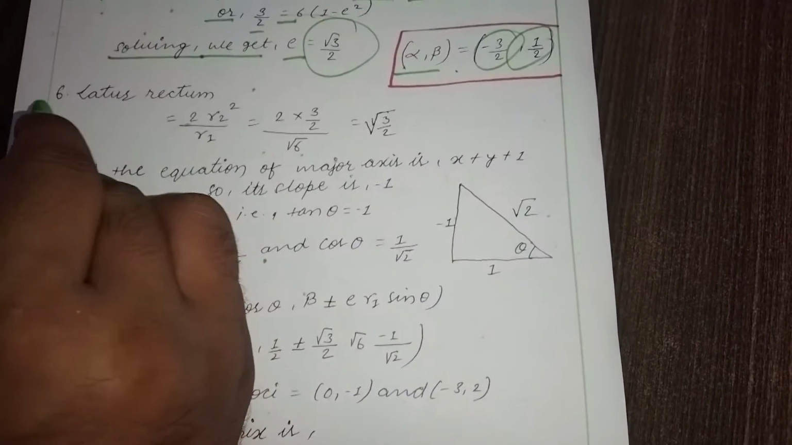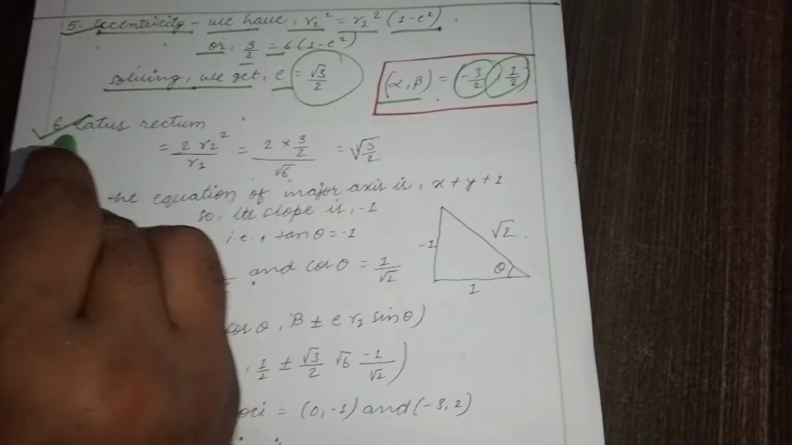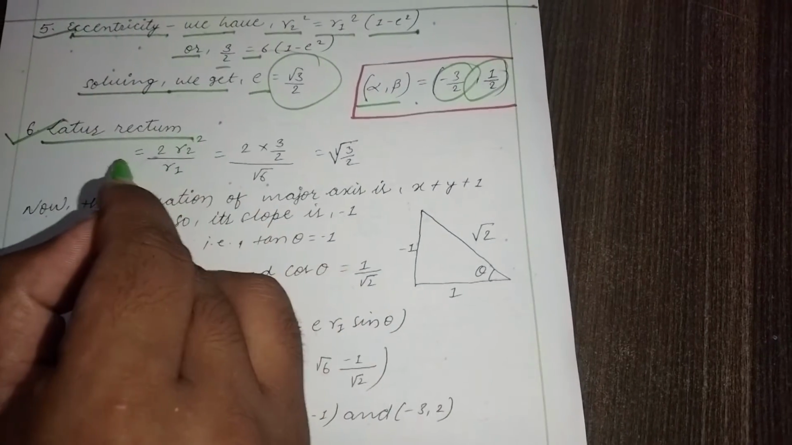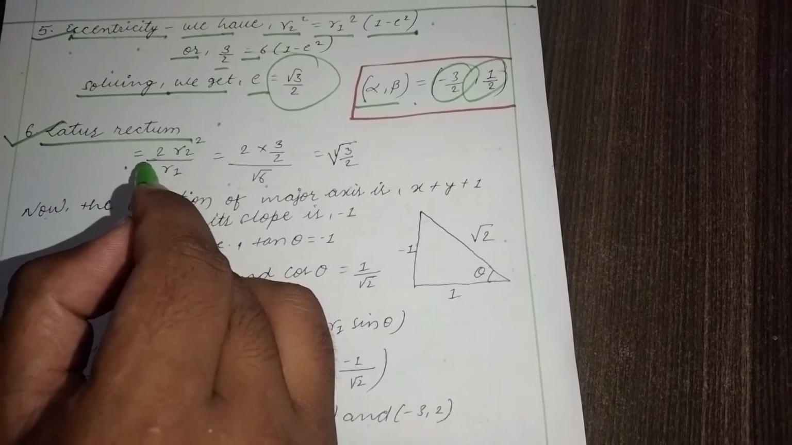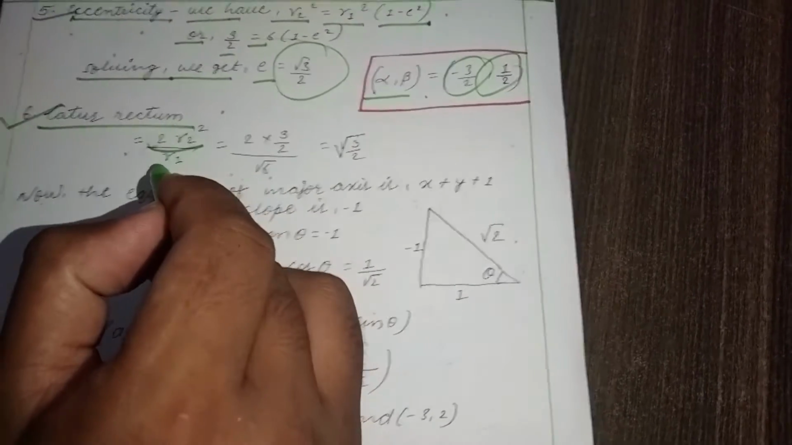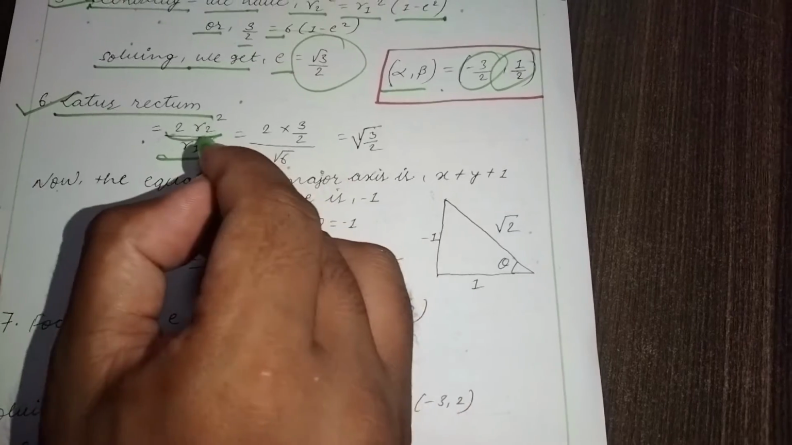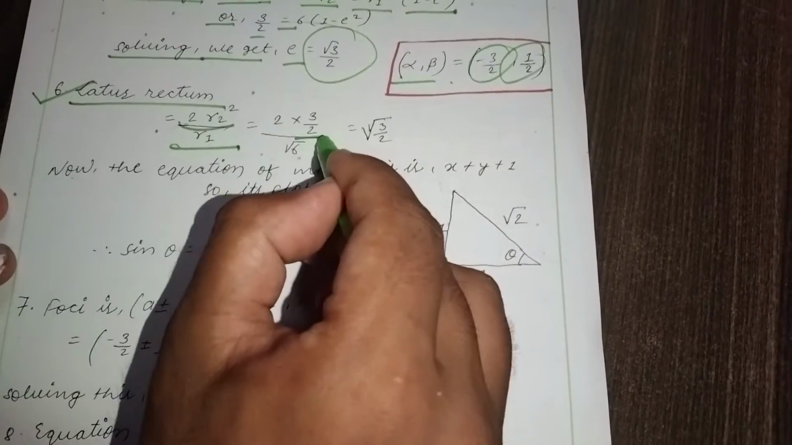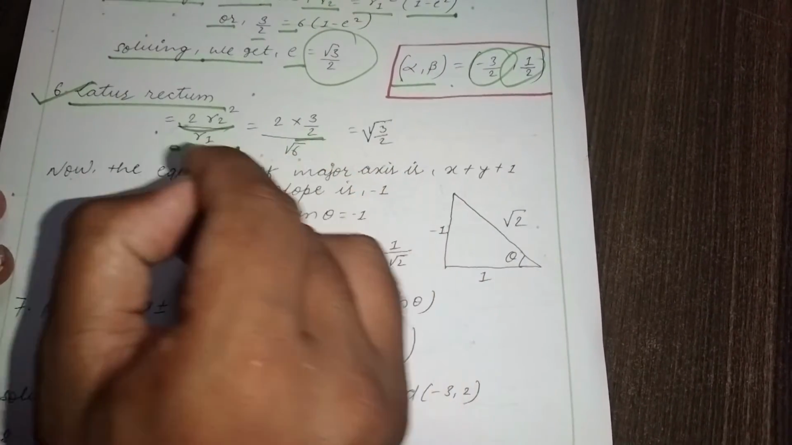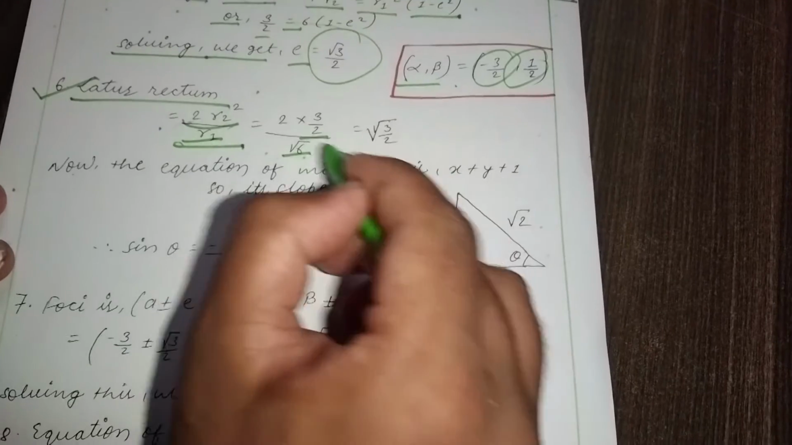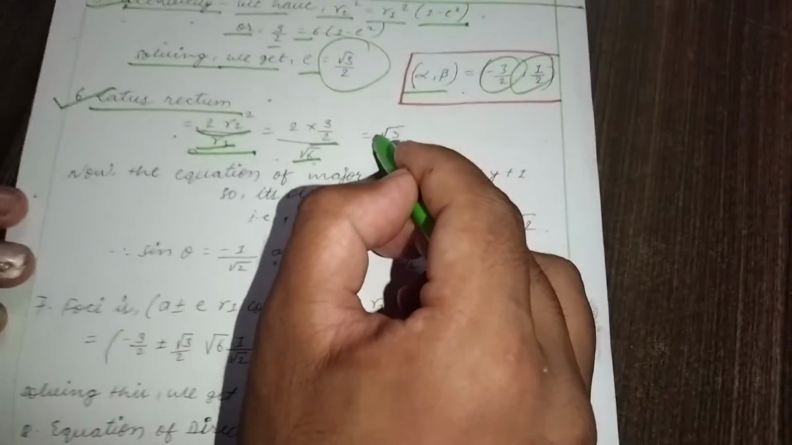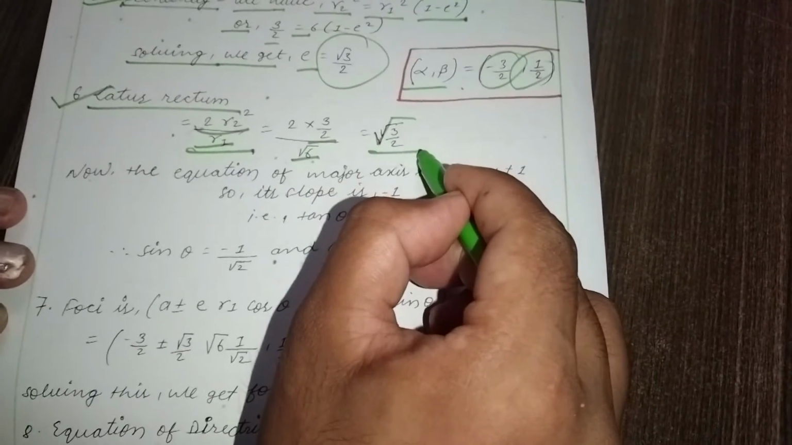Now focusing on number 6, the latus rectum equals 2r2^2 divided by r1. The value of r2^2 equals 3/2, and the value of r1 equals √6. Solving this, we get √(3/2).